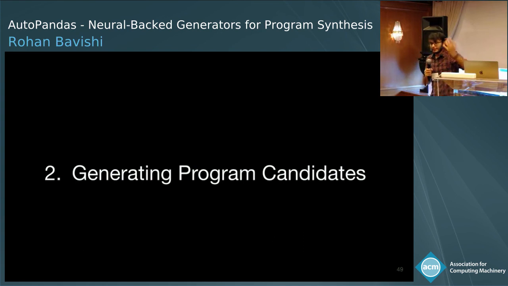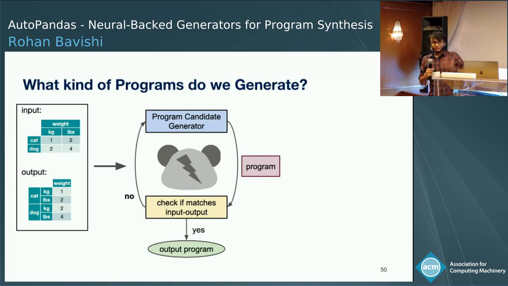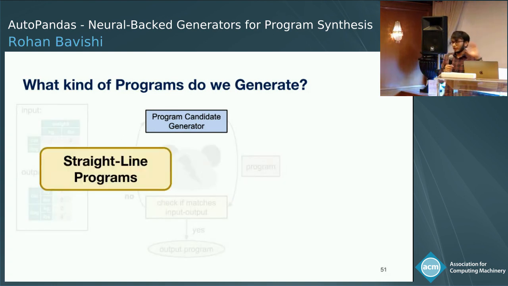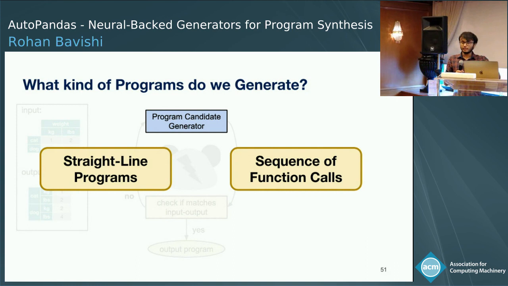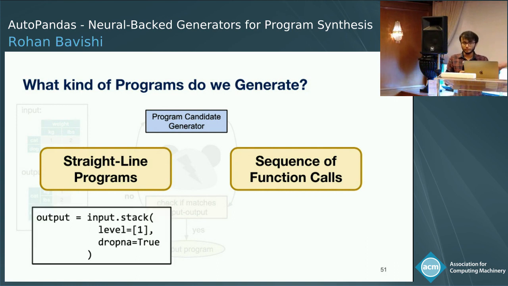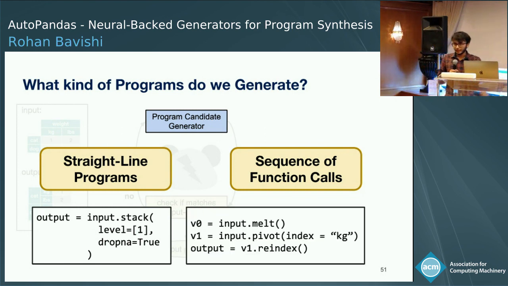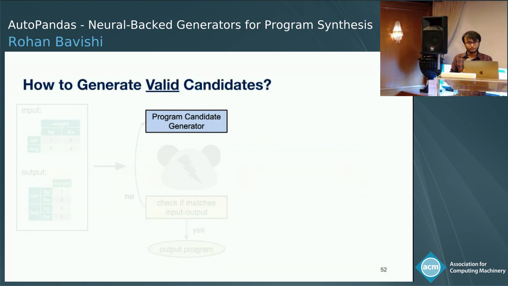So let's dive into the key component of that process, which is the program candidate generator. How do you generate program candidates? But first, the first question to ask here is, what kind of programs do we generate? In this work, we're going to focus on straight line programs, which are basically sequences of function calls. So here are some examples. This particular program uses 1 function call. This one uses 3. Now this may seem rather simple, but as I said, Pandas is a very rich API. Even if you combine, say, 2 or 3 functions, you can achieve a variety of tasks. And I'll refer back to this point later in the talk.